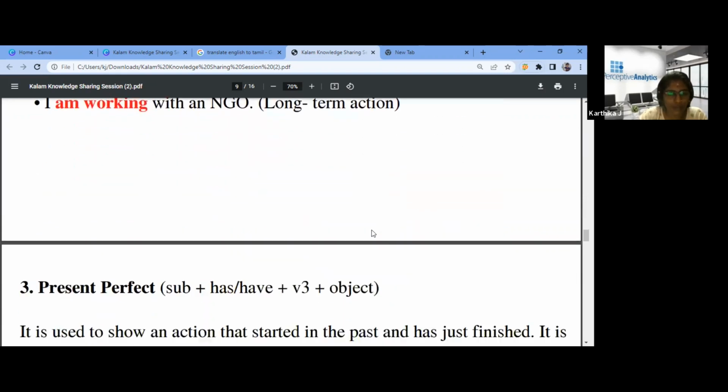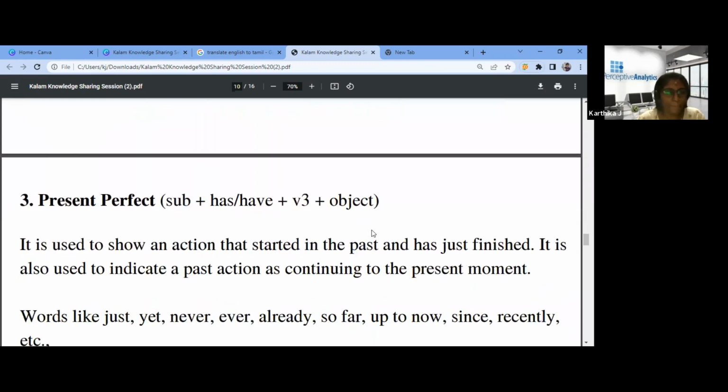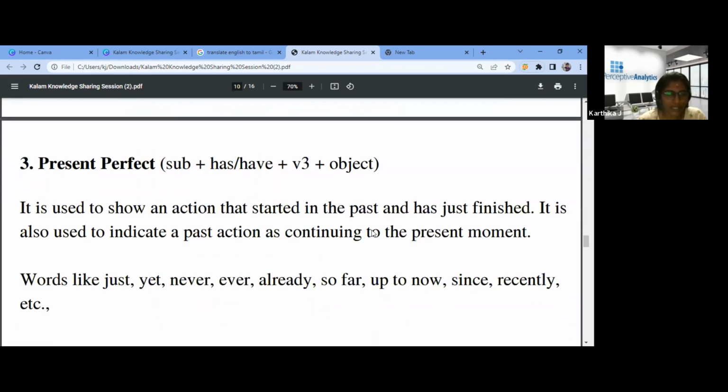Next one is present perfect tense. The rule for this is: subject plus has or have plus V3 verb plus object. It is used to show an action that started in the past and has just finished now. It is also used to indicate a past action that continues to the present moment. Some words we can use to identify it are: just, yet, never, ever, already, so far, up to now, since, recently.